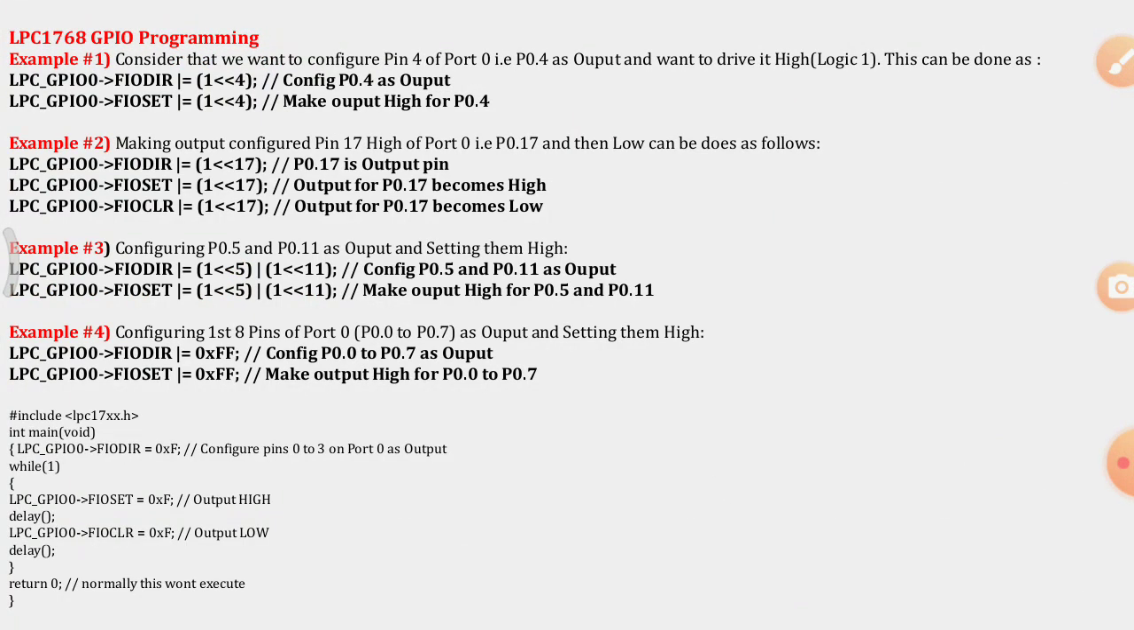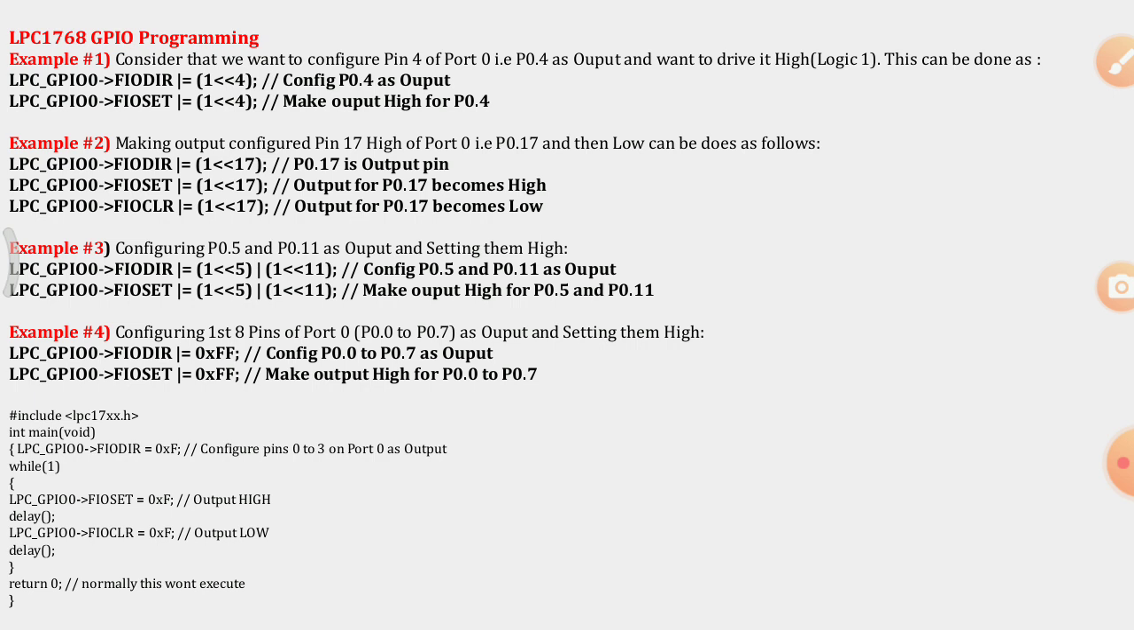With some examples we will see. Consider example 1: we want to configure pin 4 of port 0, that is P0.4, as an output and want to drive it high. We want to make it high. This can be done as LPC_GPIO0 FIODIR OR equal to 1 shifted to the left by 4, that is P0.4. Now it is going to be an output. Now I want to set it, then I have to use the FIOSET register.